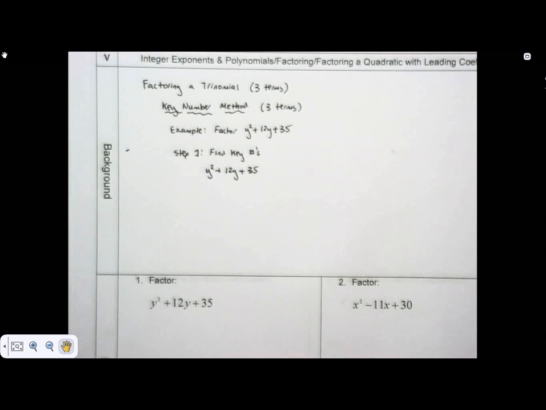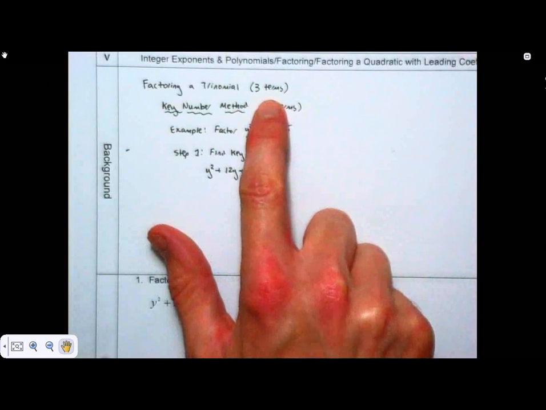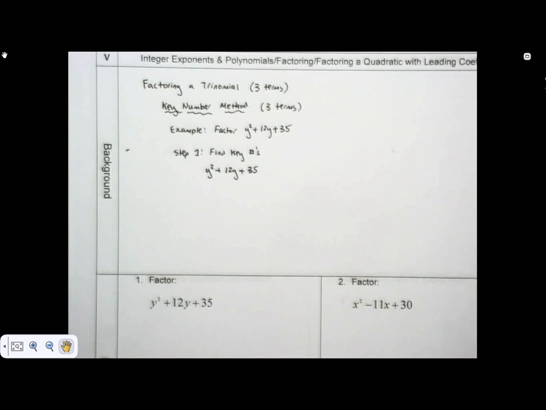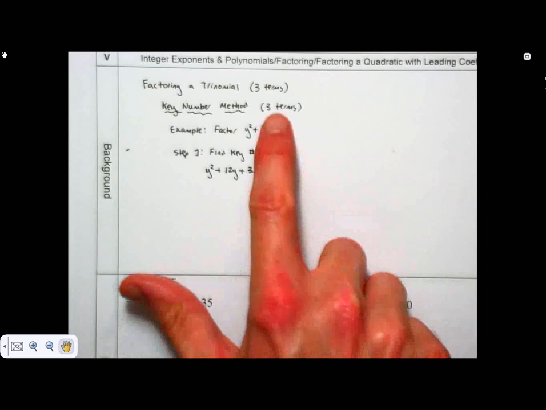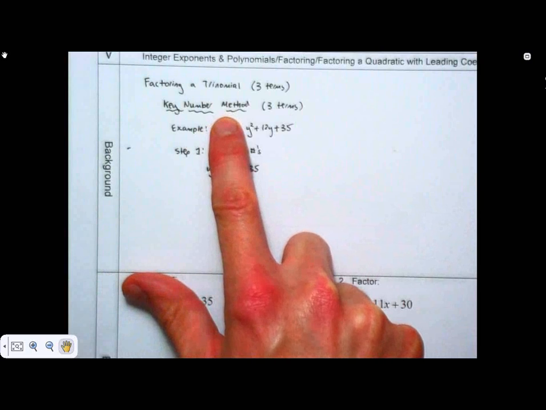Welcome. In this video, we'll be talking about how to factor a trinomial, which is a three-term expression. If you haven't watched my video on factoring by grouping, which is a four-term polynomial, go back and do that before you do this, because we're going to be using a technique that was developed in that video. So the method we're going to use to factor a three-term expression is the key number method.